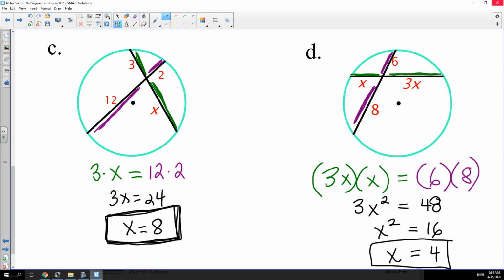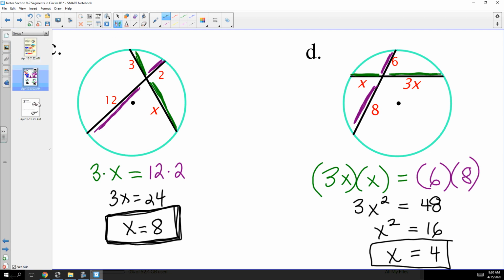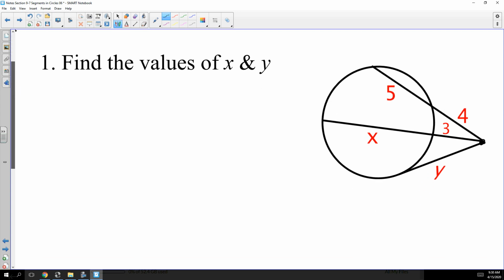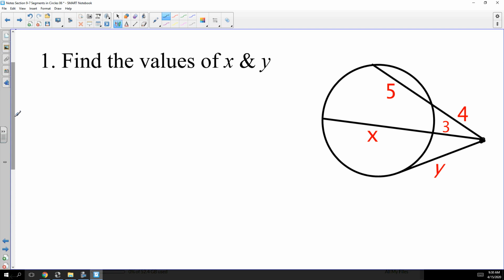Good. Okay. Let's try a couple that are a little bit more challenging, I think. We'll see. Probably not much for you, but we'll give it a try. Again, it's a good idea for you to pause, try to do these on your own as much as possible, hit pause, and then go back and check and see if you're getting them right. So we want to find the values of x and y.